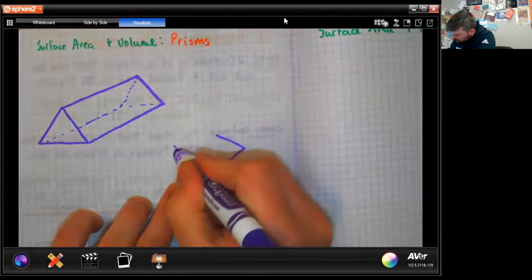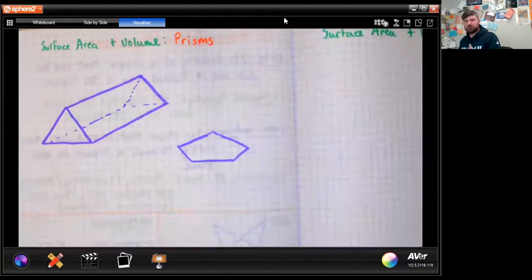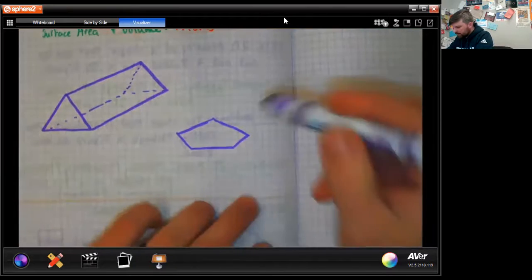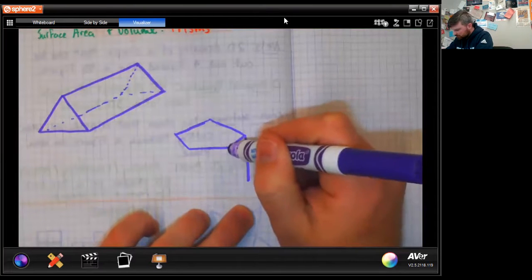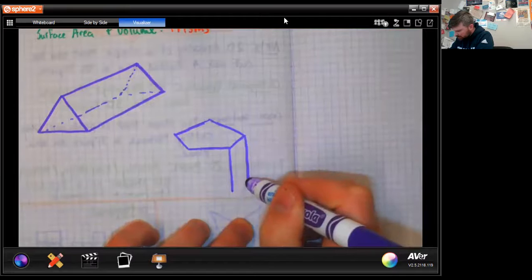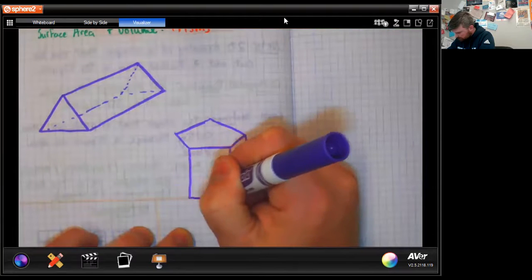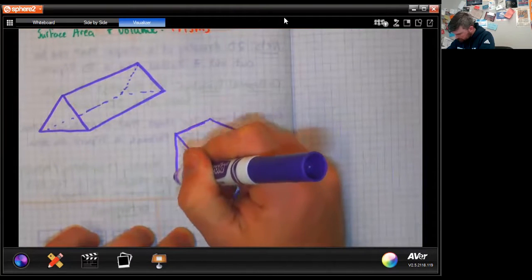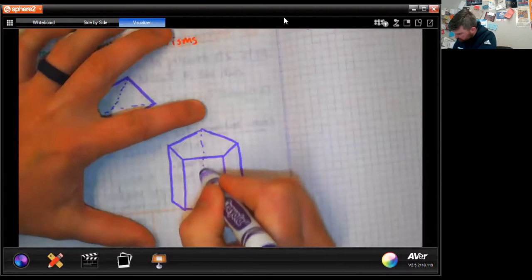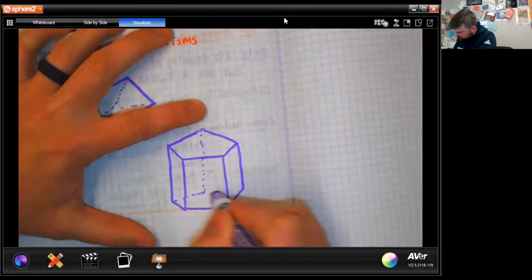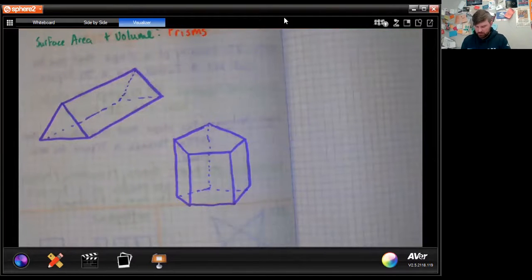Okay, so maybe something like this. Again, this isn't perfect. We're still working on our drawings as well. I should have maybe come up here a little bit, but that's okay. And then we can draw the sides down, making sure that they're all the same length. And then get this side here. So there's our prism there. Again, that's not a great one, but it's there.